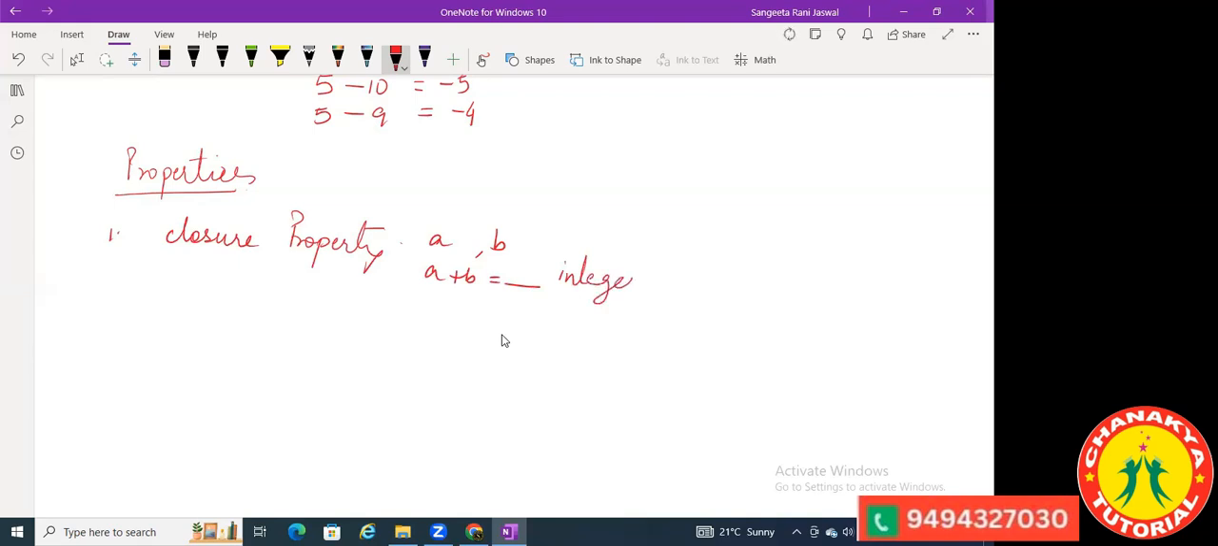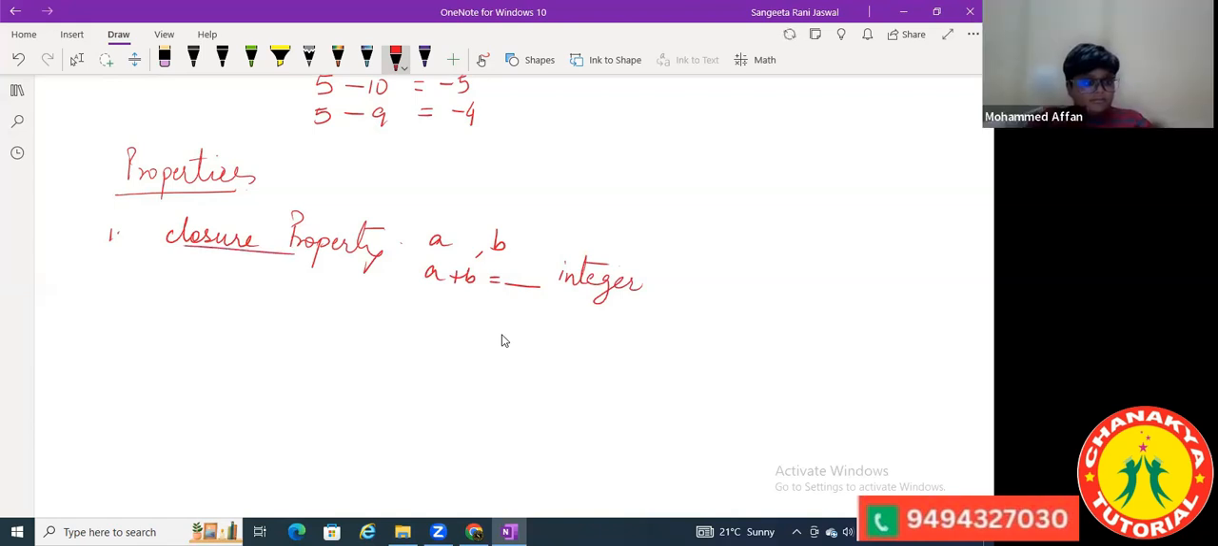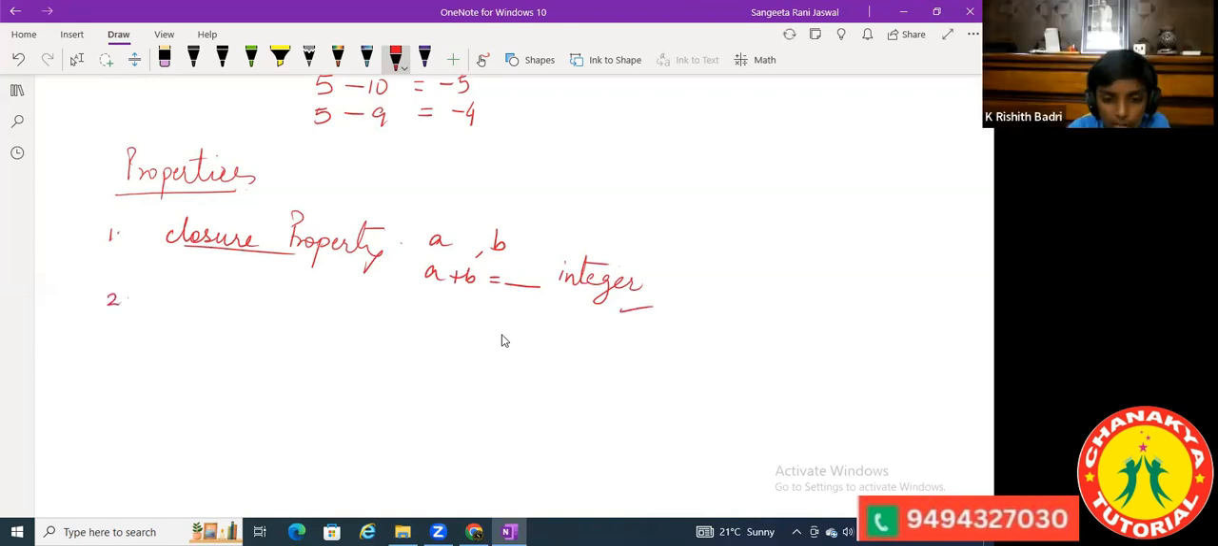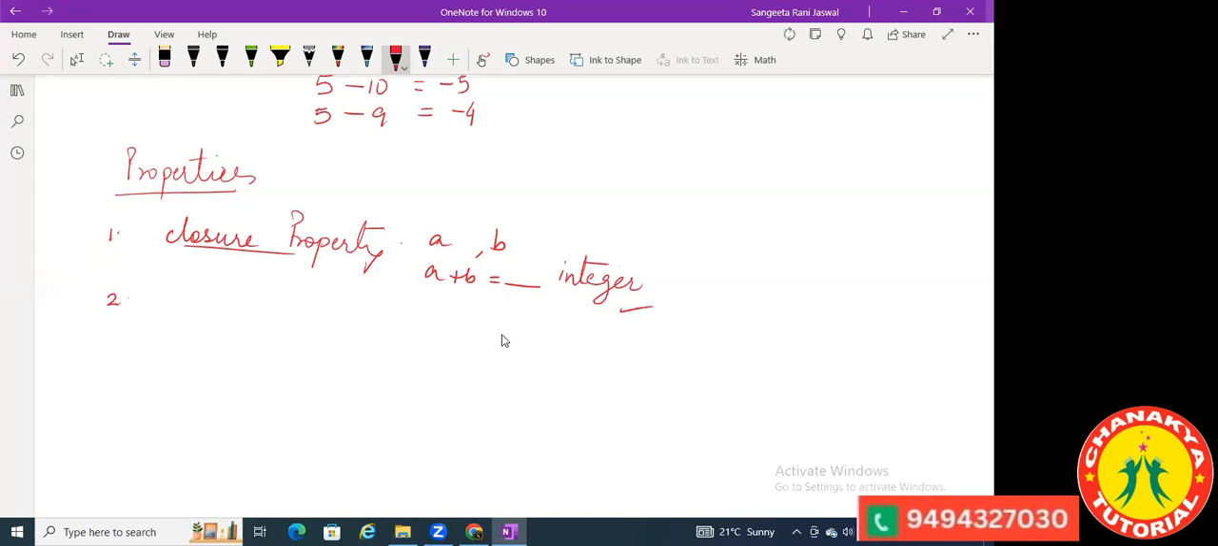This is called the closure property. Can I say it again? When I add two integers, the answer that I get is also an integer. Next, positive or negative integer? Whenever you add, it can be positive or negative integers. All are integers. Either it is positive or negative, all are integers.